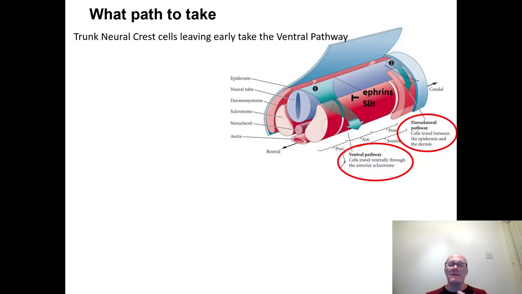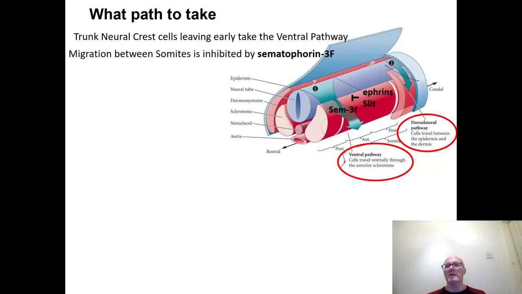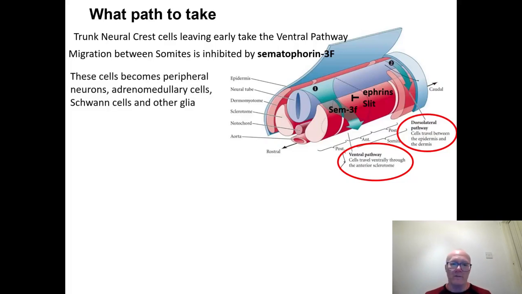And initially, some cells travel in between somites, and the cells that travel in between somites produce the neurons that innervate the aorta. However, very soon, expression of semaphorin 3F blocks that way, so the neural crest cannot travel between somites anymore, and they are forced to travel the ventral pathway, which is not in between somites, but through the somites, through the sclerotome.